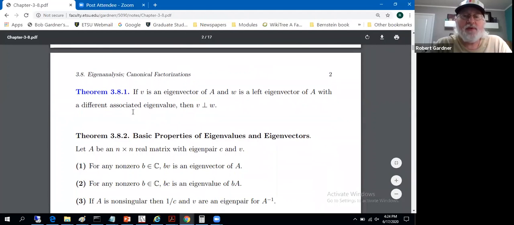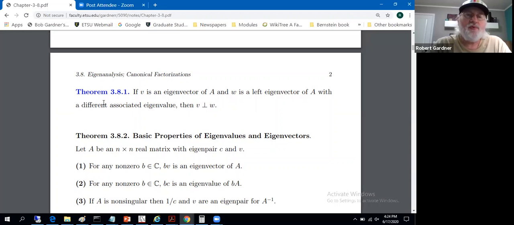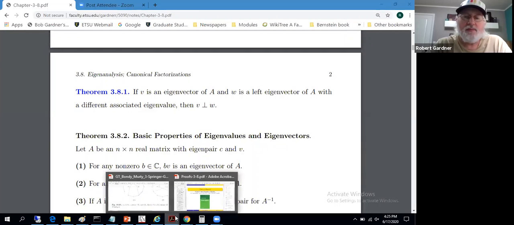We'll see a handful of results here in the beginning about eigenvectors. First one, Theorem 3.8.1. If V is an eigenvector of matrix A and W is a left eigenvector of matrix A with a different associated eigenvalue, then those two eigenvectors are perpendicular. Well, I guess I should say that eigenvector is perpendicular to the left eigenvector, distinguishing between left eigenvectors and regular eigenvectors. So it's a claim of orthogonality. It's a claim of inner products being zero. All right, so we'll need the definition of eigenvector and left eigenvector. Let's look at a proof.